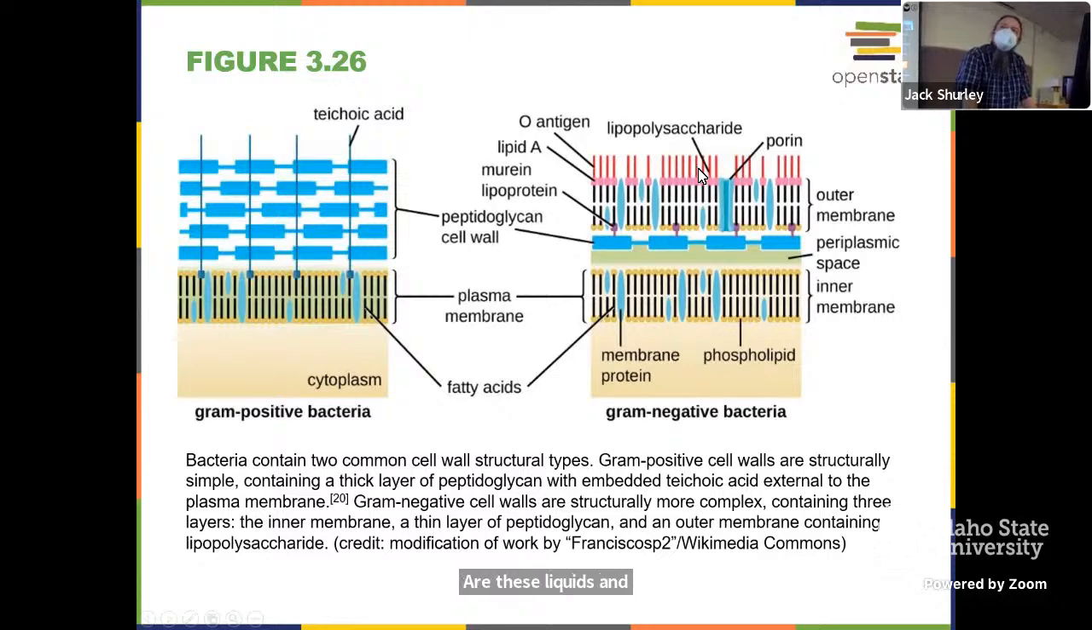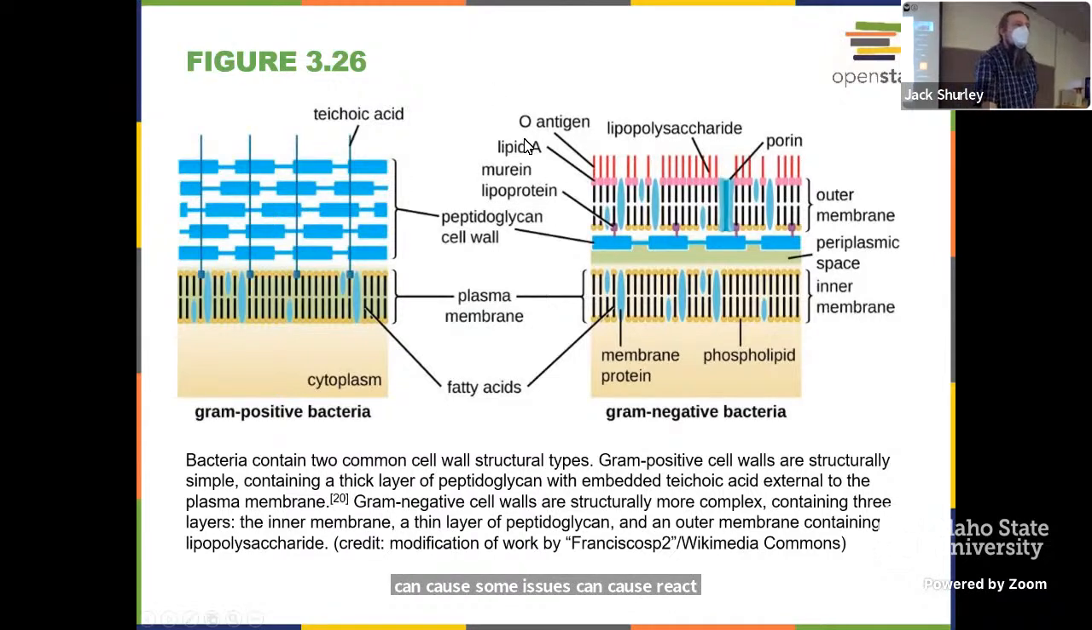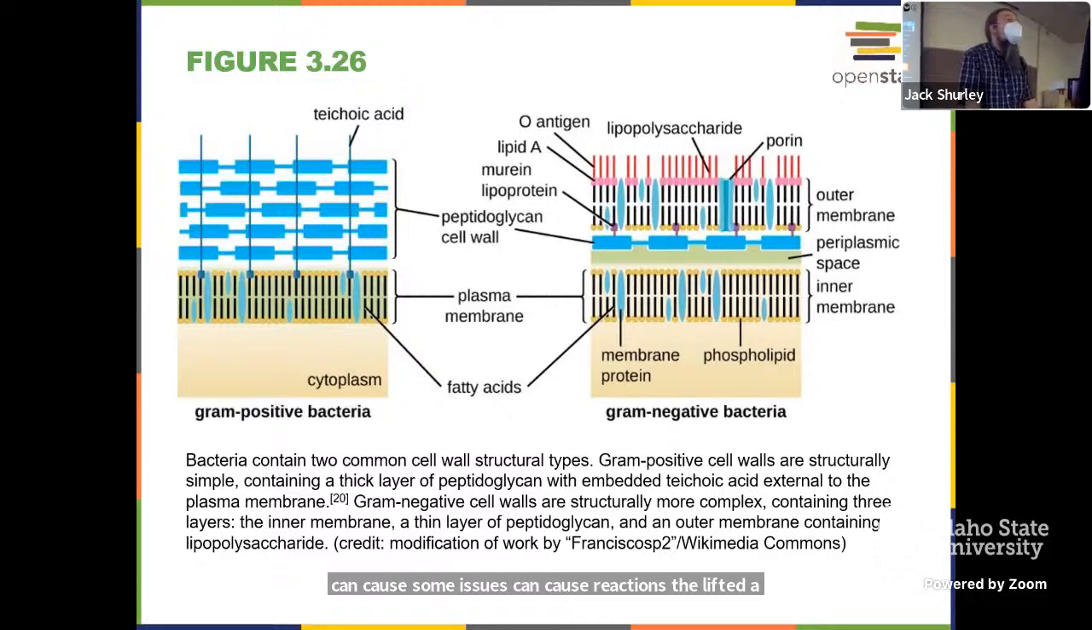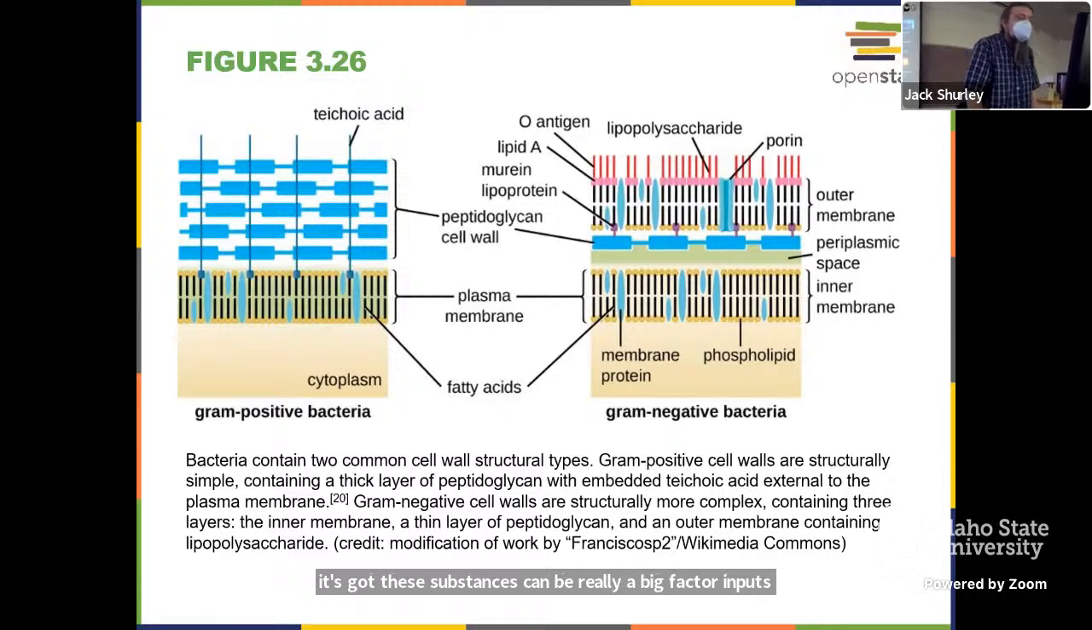And these things with gram negatives can cause some issues, can cause reactions. The lipid A and O antigen can stimulate definitely a very strong immune response, right? And we'll hit that stuff much later on when we start thinking disease. But some of the instances of issues with the bacterium might be just its surface, right? It's just the fact that it's got these substances can be really a big factor in what's causing some of the symptoms in the first place.